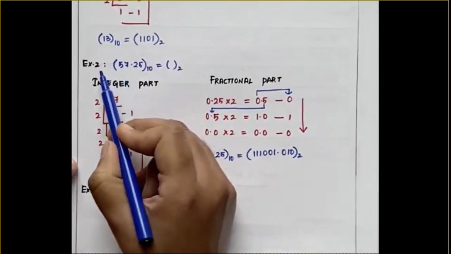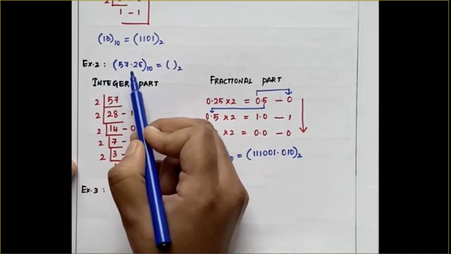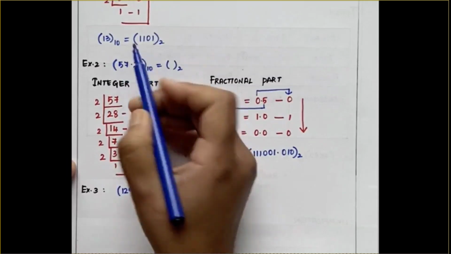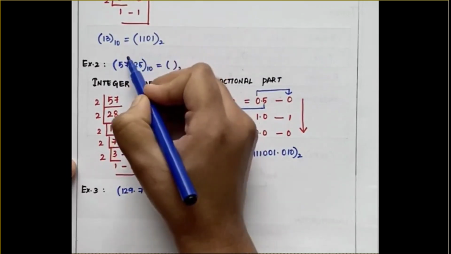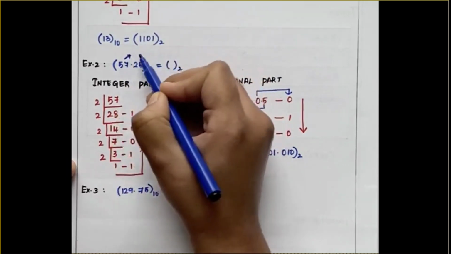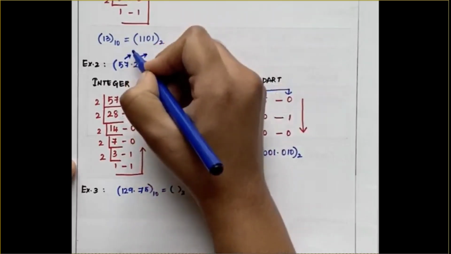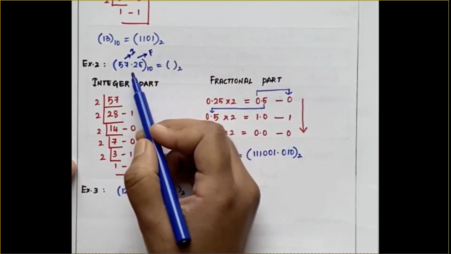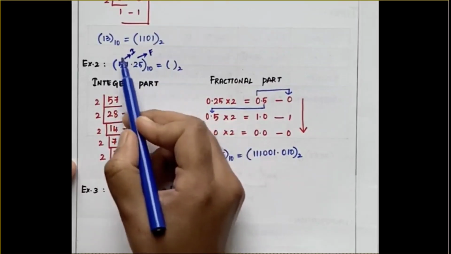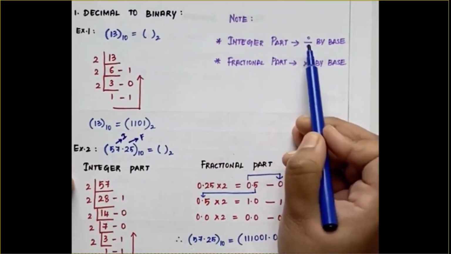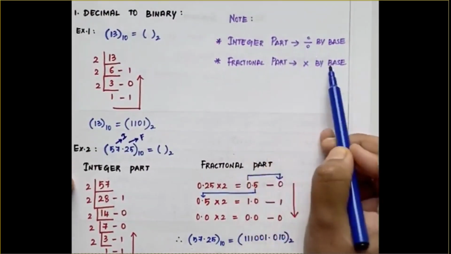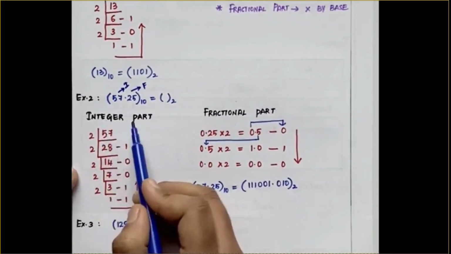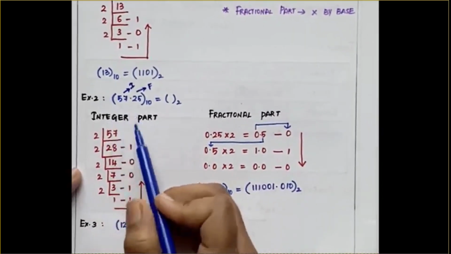Now let's see one more example where we will have both the integer part and the fractional part. 57.25. So 57 will represent the integer part and 25 will represent the fractional part. Before the decimal point represents the integer and after the decimal point represents the fractional part. As we have seen, the integer part we have to divide by its base value, and for the fractional part we have to multiply by its base value. So the integer part we will convert now.